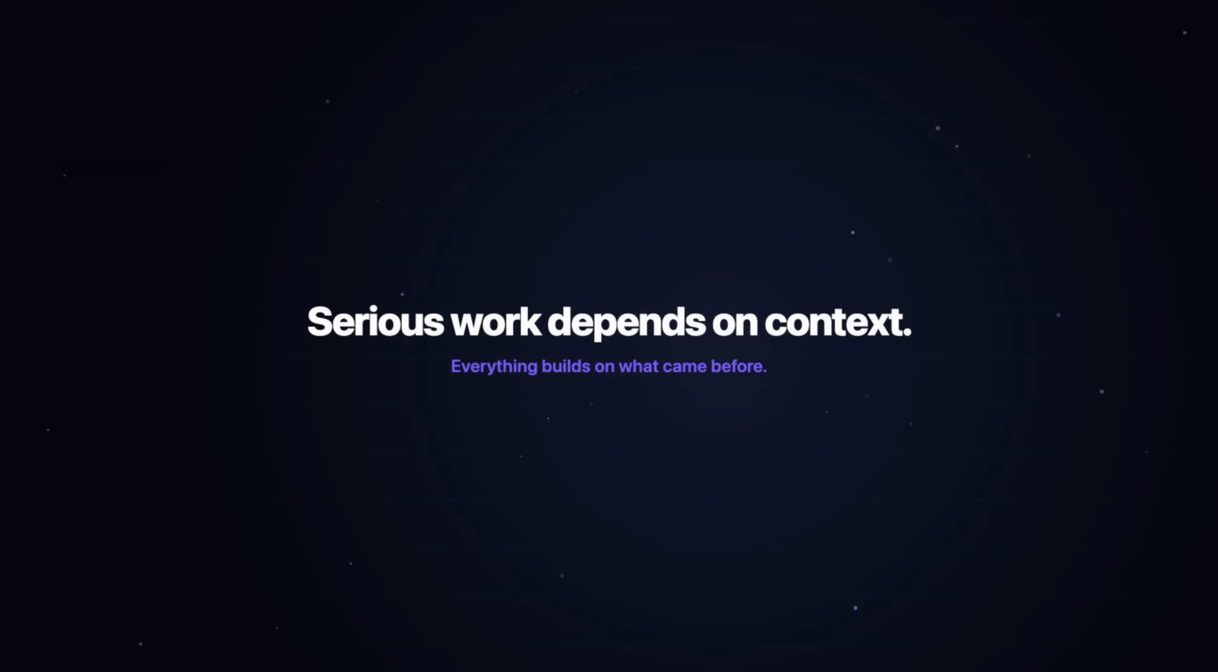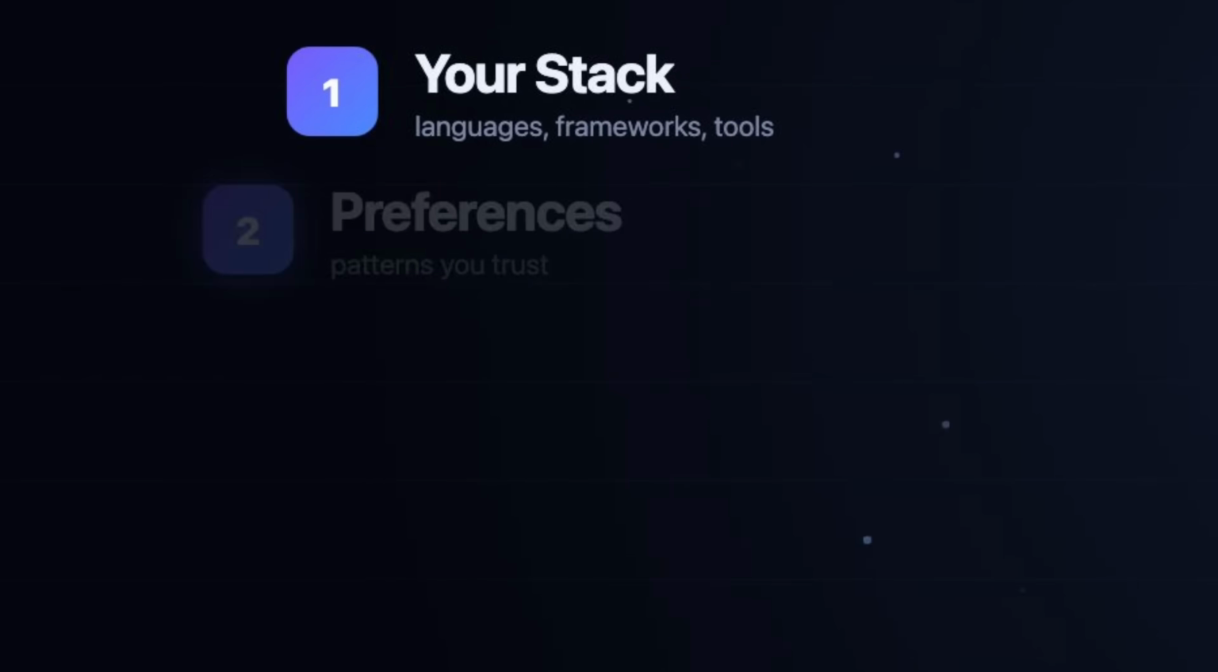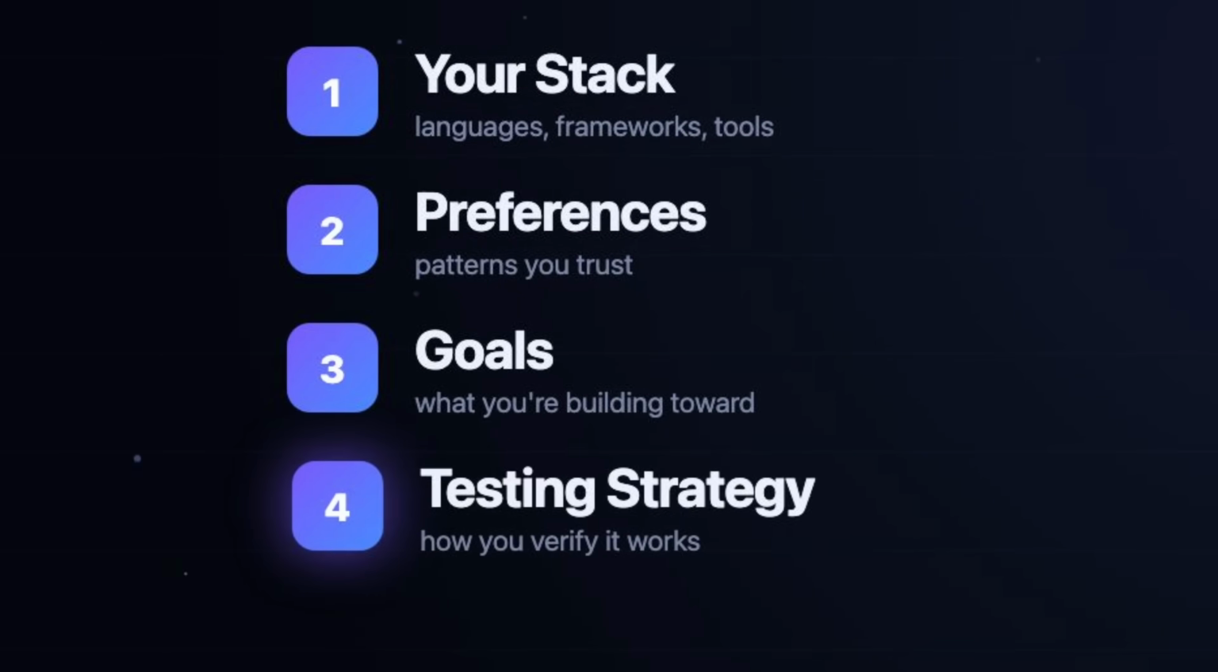Now, that was really cool, but how is this different from just using Claude Code normally? Well, Claude Code is already awesome most of the time, but it still depends heavily on the context we give it in that session. The better the AI gets, the more you want to use it for serious work, but serious work depends on context. It depends on our stack, preferences, goals, testing strategy, your personal definition of good code. PAI adds the missing layer, which is continuity.